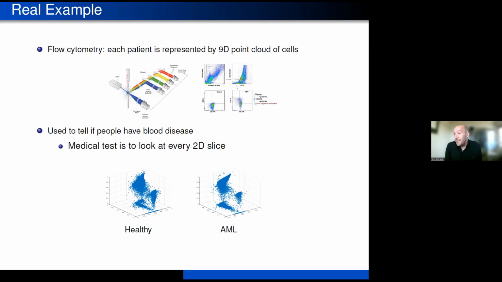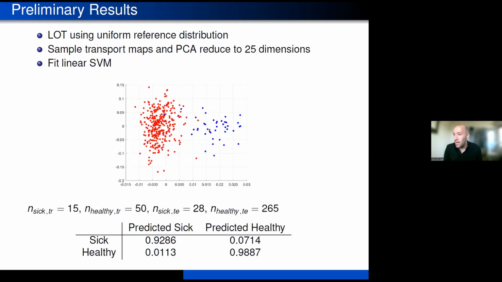And honestly, the way that a lot of classification on AML works is by looking at 2D slices of this 9-dimensional object, literally looking at them, and then doing what's called gating, which basically removes some of the cells, and then you look at some subset of the cells in 2 dimensions. But these are high-dimensional point clouds. So let's try to build a classifier on them.